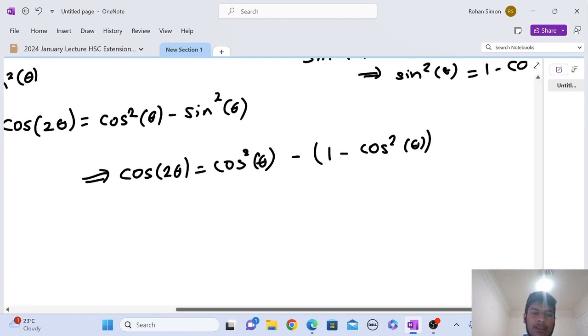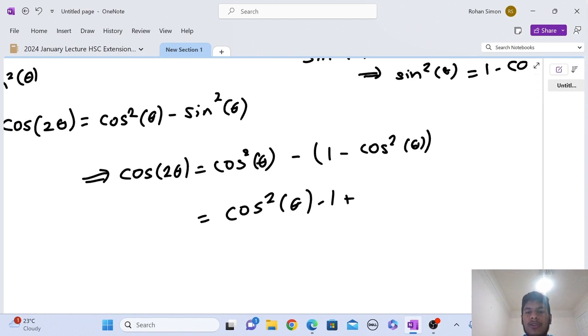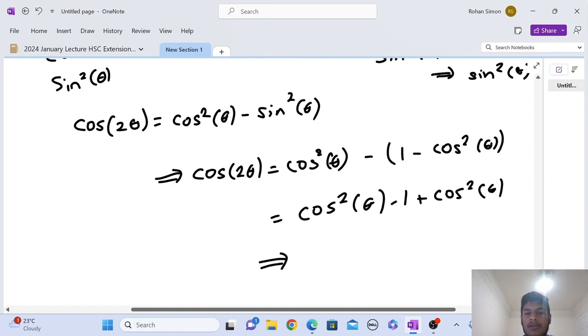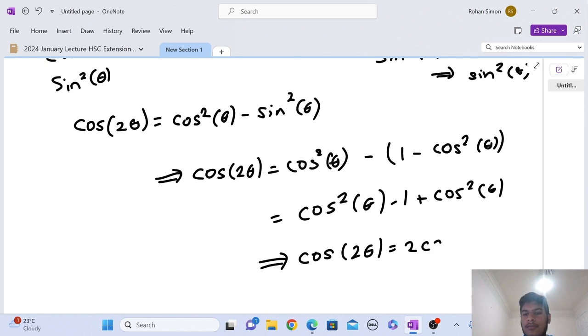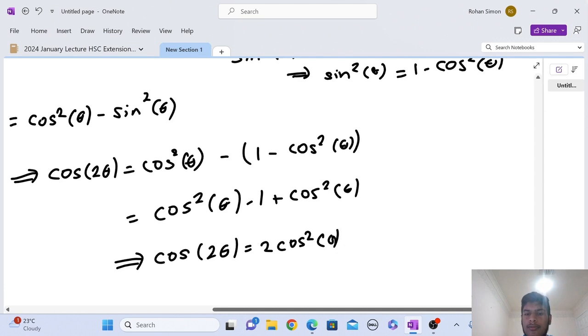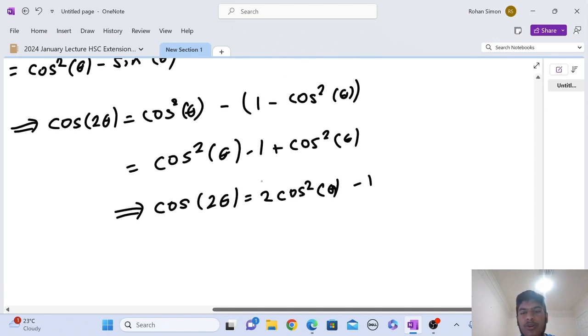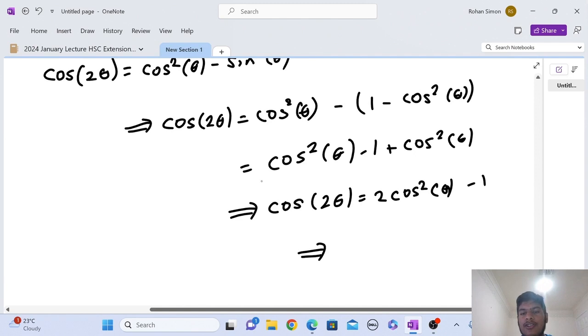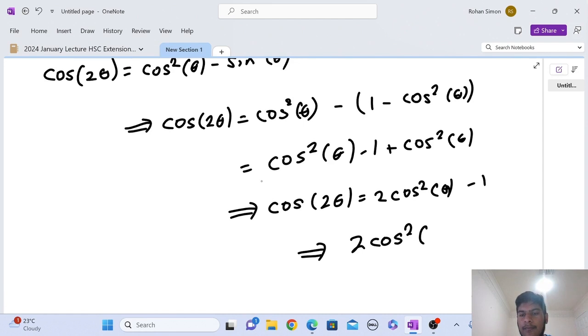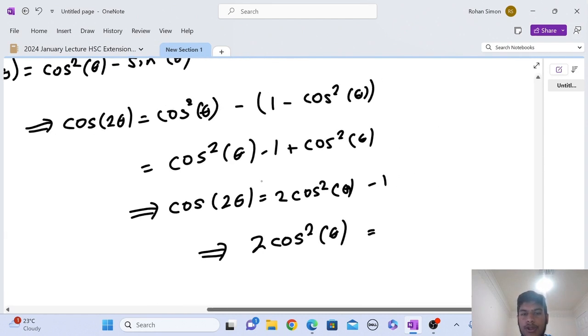Like that. And so we get cos squared theta minus 1 plus cos squared theta. And we end up with cos 2 theta as being 2 cos squared theta minus 1. And because we want cos squared theta on its own, we're going to move everything across except for the cos squared theta. So we get 2 cos squared theta equals cos 2 theta plus 1.